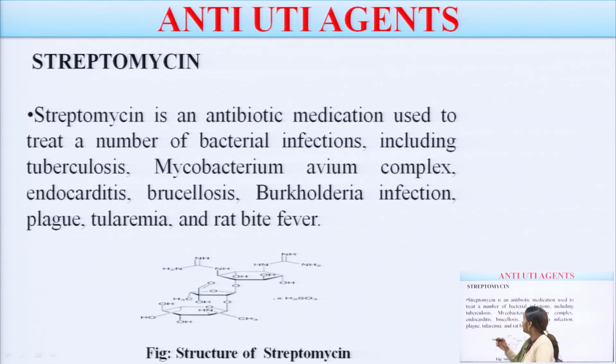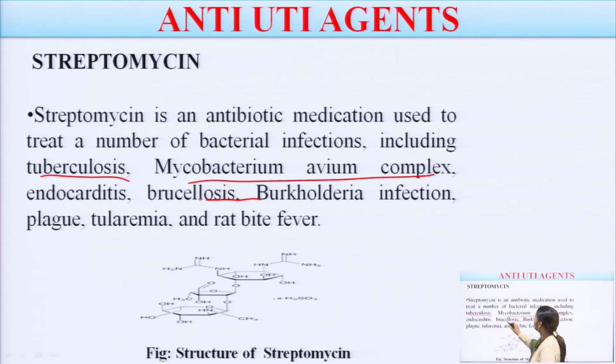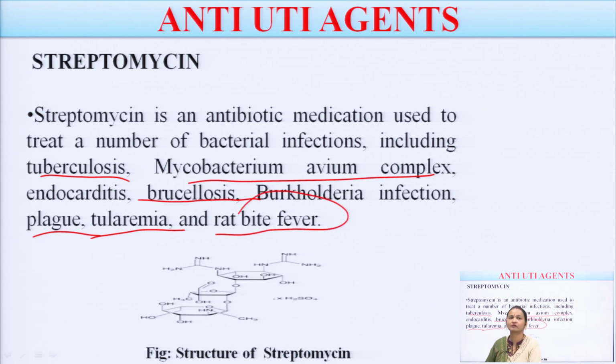The infection can be by Mycobacterium tuberculosis, or a wide variety of mycobacteria which are the causative agents for tuberculosis. The infection can be brucellosis, plague, or it can be active against tularemia and rat bite fever. The structure of this streptomycin is this.